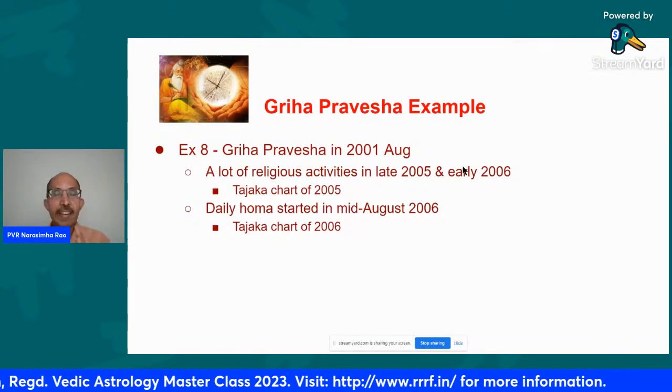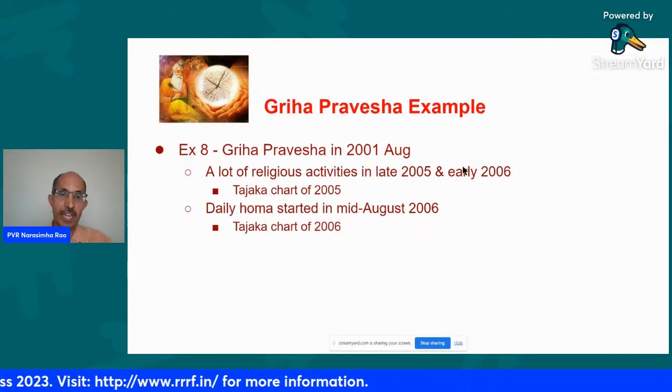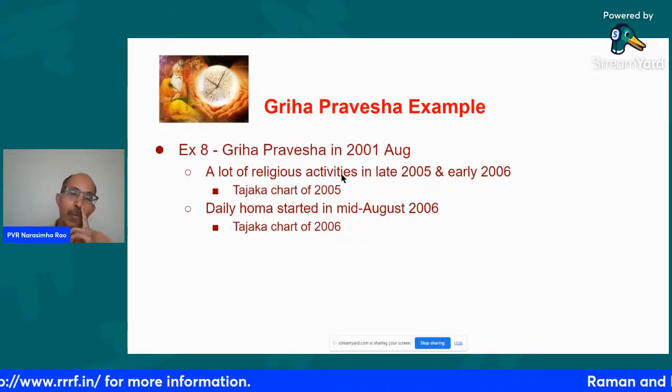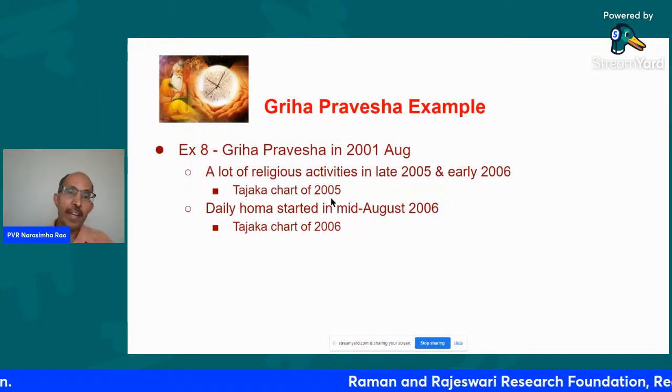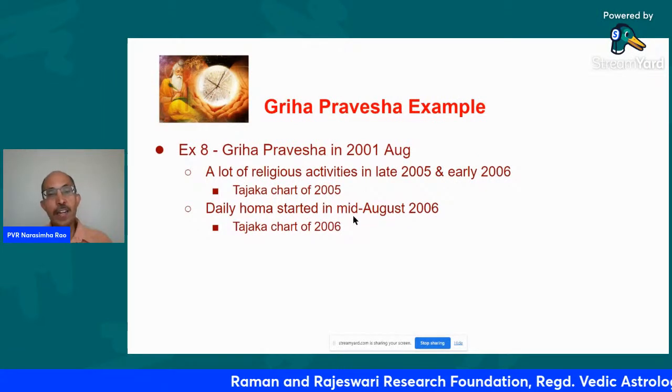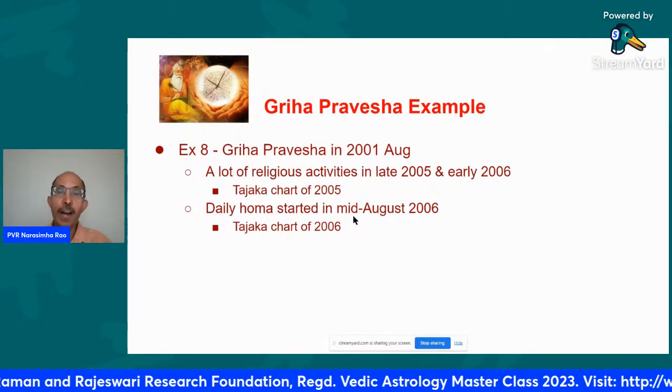In that entity's life, a lot of dharmic work happening in that particular place is an important event. So let us look at the Tajika chart of 2005. A lot of religious activities happening in the house. And finally, the person started doing a daily homa in mid-August 2006.